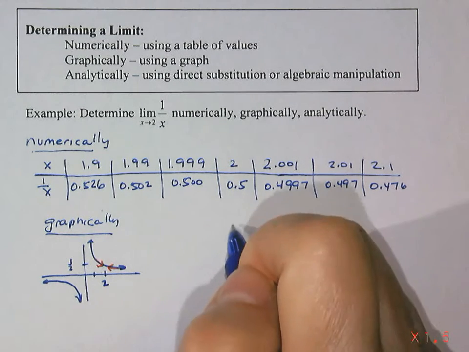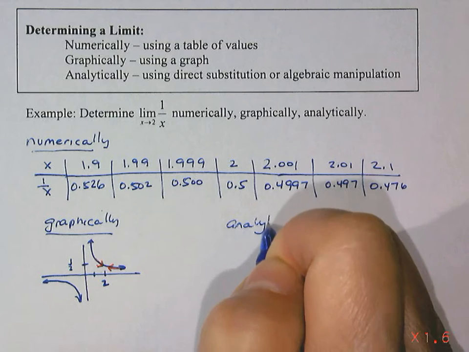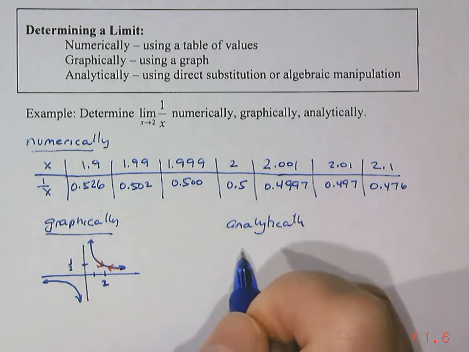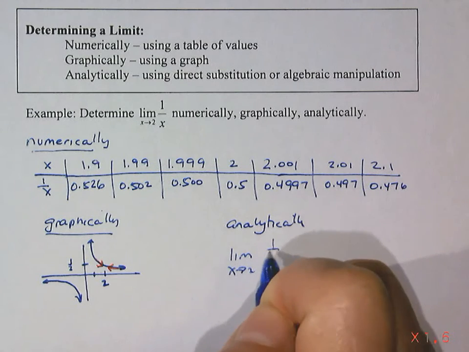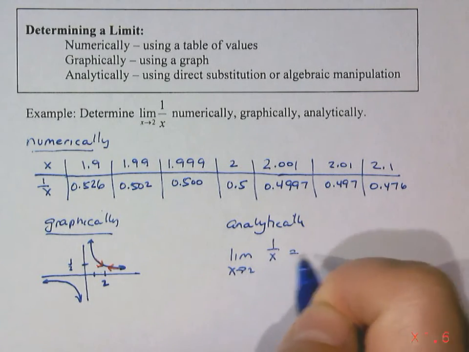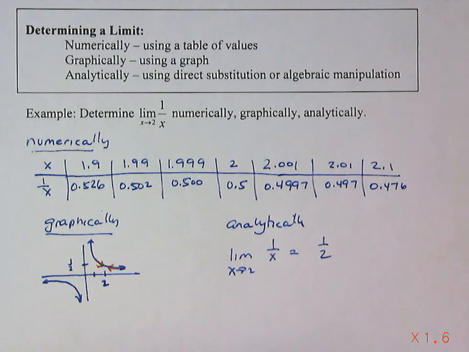And analytically, I'm just going to plug in. So the limit as x approaches 2 of 1 over x, put a 2 in for x, I get 1/2. So they all give me the same answers. And sometimes it's better to use one over the other, but this was just an example to show you all three.